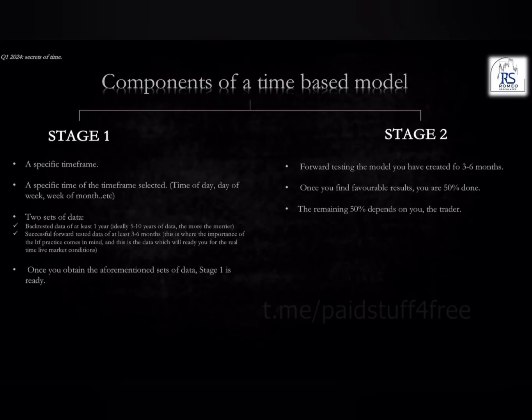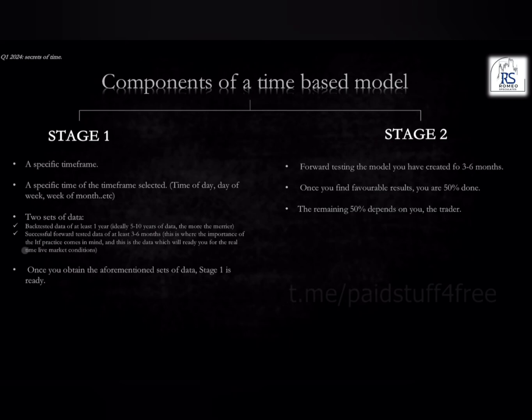Stage one is picking a specific time frame, and then picking a specific time of the time frame selected. Time of day, day of week, week of month, specific weeks, specific hours, specific days, etc. And then getting 2 sets of data. Back-tested data of at least 1 year, ideally 5-10 years, the more the merrier. I have some concepts, and this is an important part of understanding your edge, is crunching the numbers. I have some numbers crunched back 40, 50 years, even more.